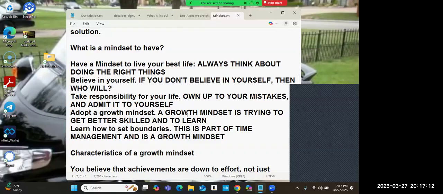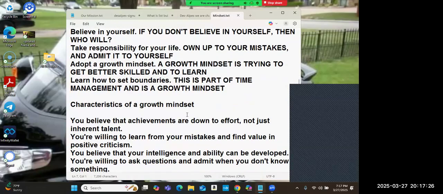What is a mindset to have? Well, you can have a mindset to live your best life. Always think about doing the right things. You can believe in yourself because if you don't believe in yourself, then who will? You want to take responsibility for your life, own up to your mistakes, and admit it to yourself.